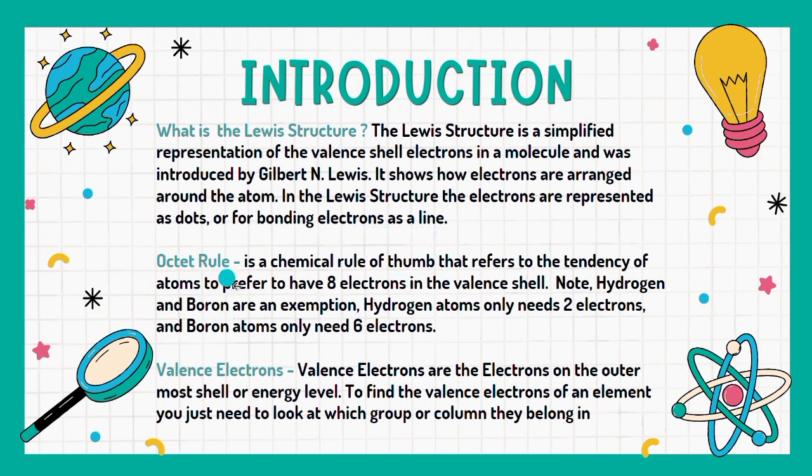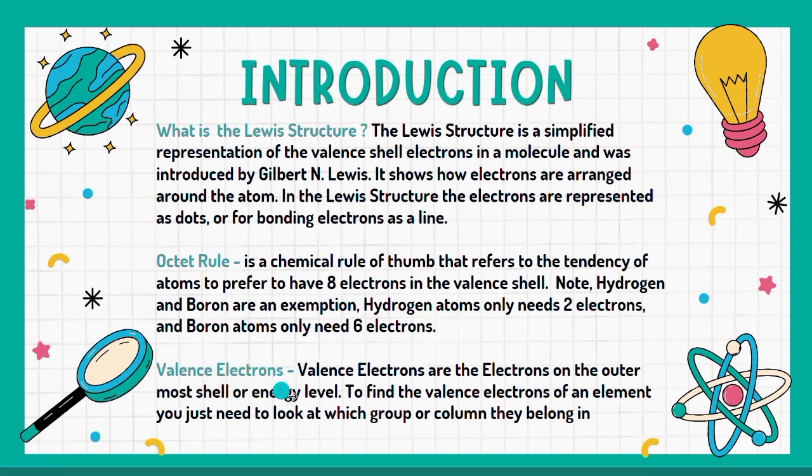The octet rule. It is a chemical rule of thumb that refers to the tendency of atoms to prefer to have 8 electrons in the valence shell. Note, hydrogen and boron are an exception. Hydrogen only needs 2 electrons and boron atoms only need 6 electrons.